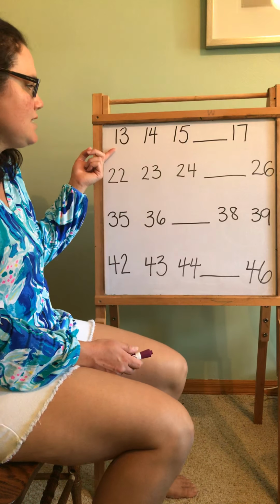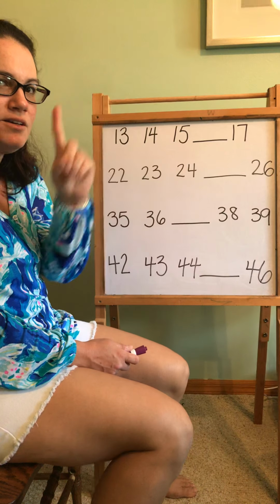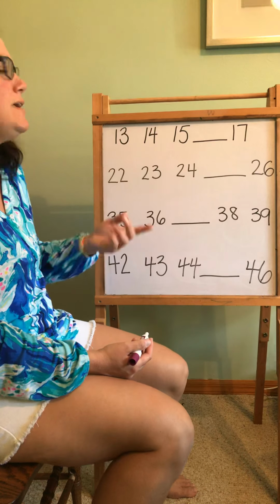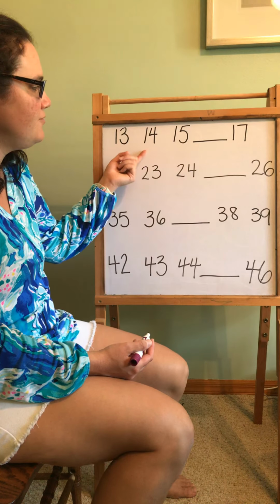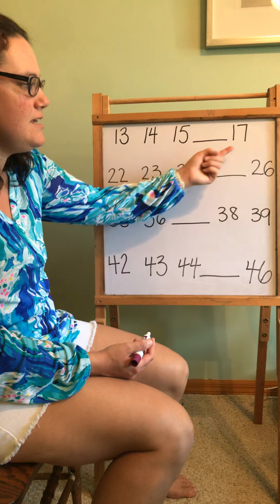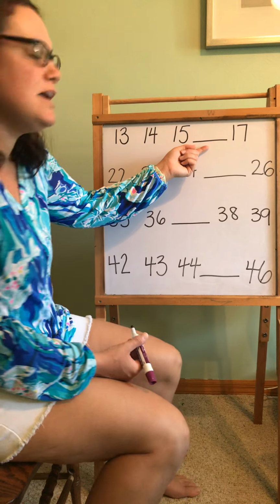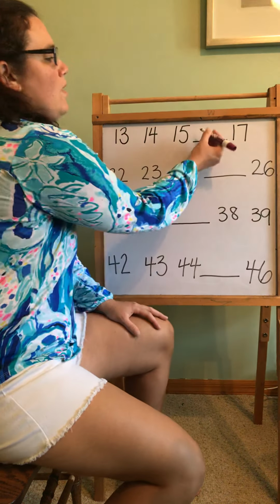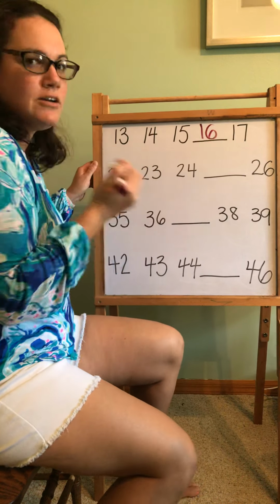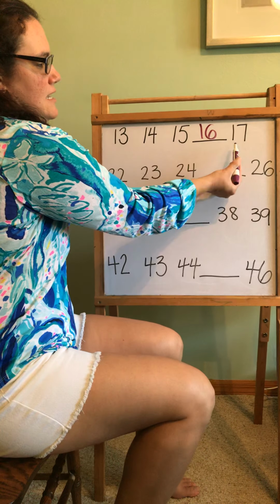So I can see these start with a 1. Numbers in the teens start with a 1. So think about what the number is, and if you know it, then count with me. 13, 14, 15, 16, 17. What does 16 look like? 16 is a 1 and a 6. Count it with me. 13, 14, 15, 16, 17.